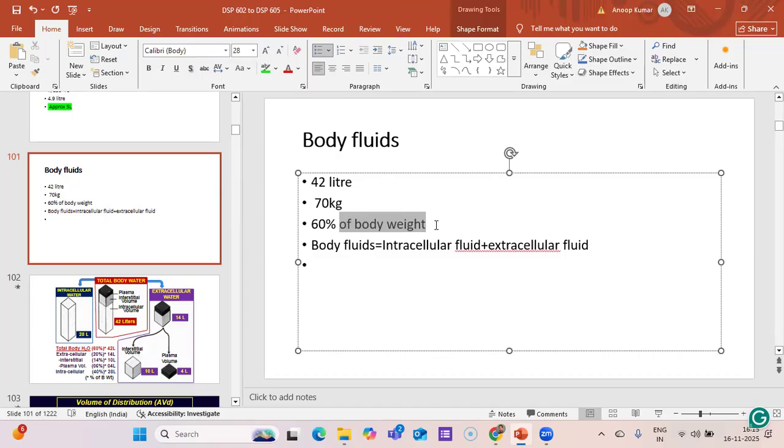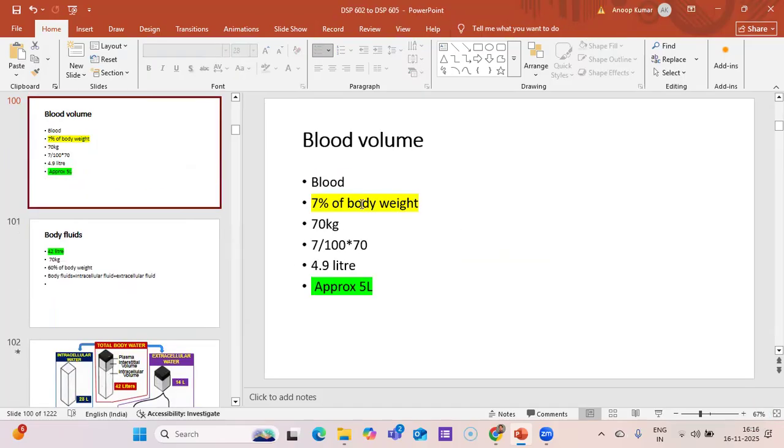So from where does this 42 liters come? It is 60% of the body weight. So if it is 60% of the body weight, in an individual who is 70 kg, your body fluid will be 42 liters. That is important to remember. Total body fluid is 42 liters. It is 60% of the body weight.